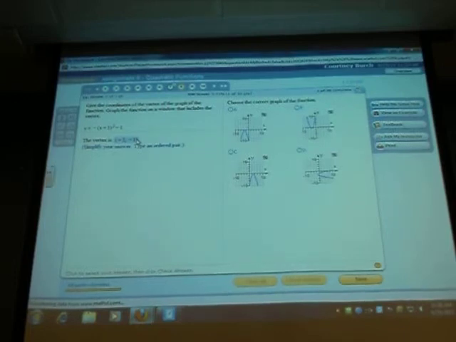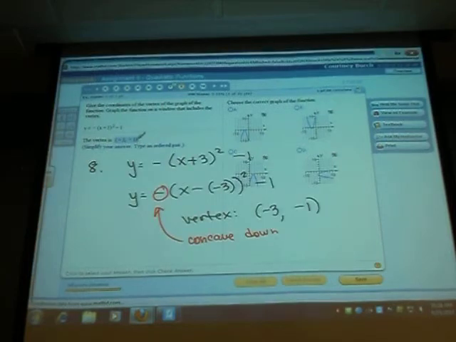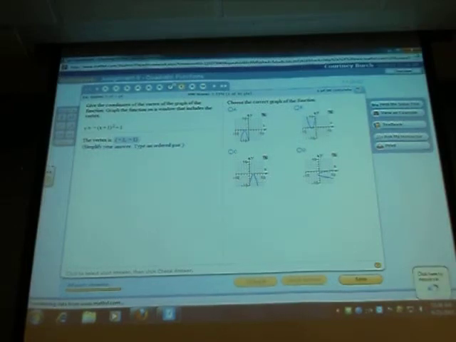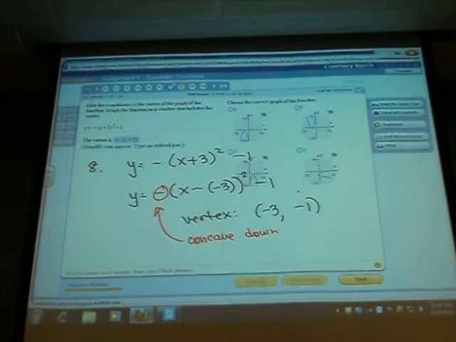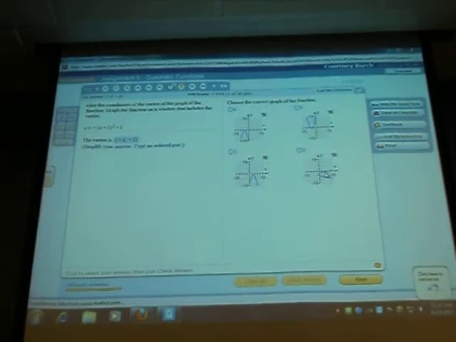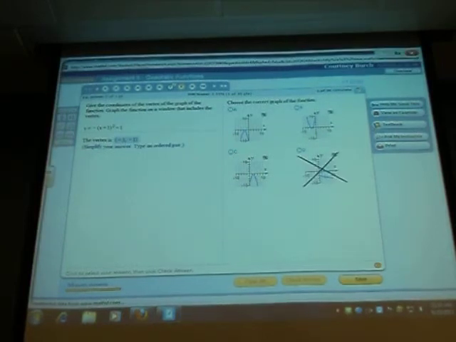Which one is completely wrong? And if I ever see you guys choose this one on a test, I'm going to be so upset. D. What is wrong with D? It is not a function. It's not even a function. Do not ever choose anything that's sideways like that. That's a throwaway answer. Stop doing this to me. Okay? No sideways parabolas.